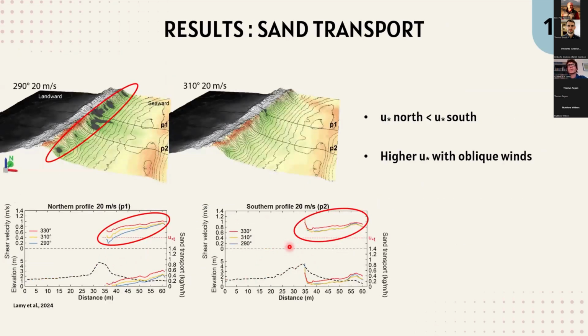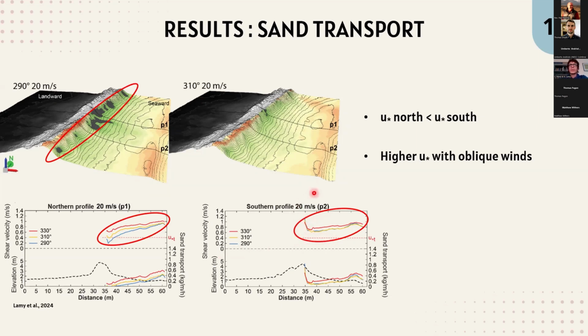Concerning the sand transport results, we can see here the modelization of the shear velocity. And we can say that on the northern part of the dune here, there is a lower shear velocity than on the southern part. You can see here in dashed red line the threshold shear velocity. So in the lee side of the north dune, we can see that most of the wind speeds don't go above this threshold, whereas on the southern part, the shear velocity is always above the threshold.